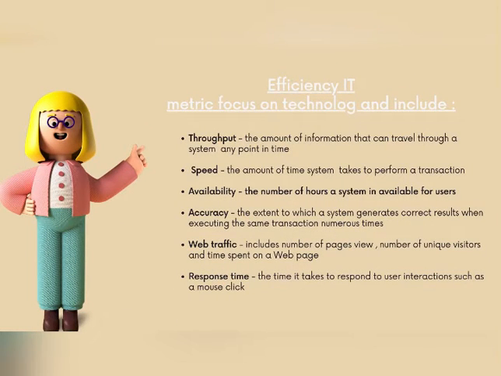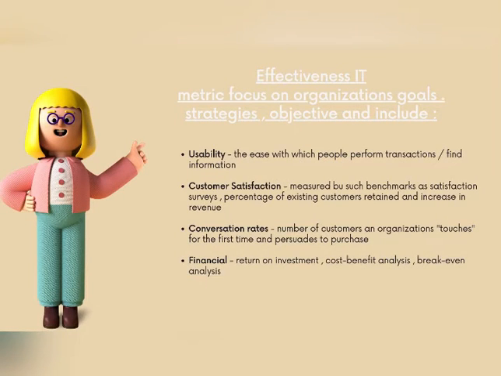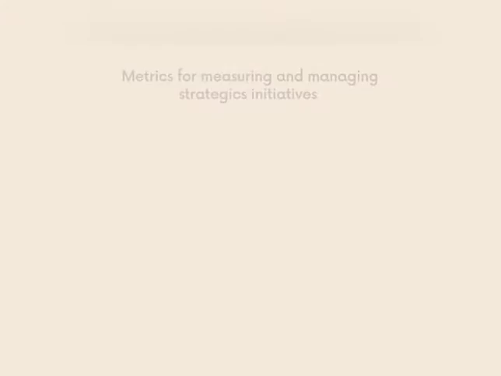Efficiency IT metrics focus on technology and include throughput, speed, availability, accuracy, web traffic, and response time. While effectiveness IT metrics focus on organization goals, strategies, objectives, and include 4 points, which is usability, customer satisfaction, conversion rates, and the last one is financial.